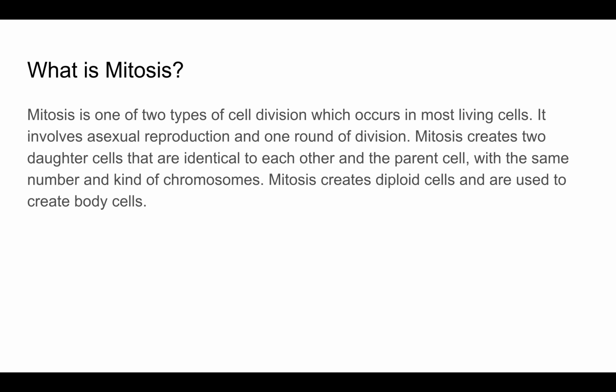Mitosis is one of the two types of cell division which occurs in most living cells. It involves asexual reproduction and just one round of cell division. And mitosis creates two identical daughter cells with the same number and kind of chromosomes. Mitosis creates diploid cells and they are used to make body cells.